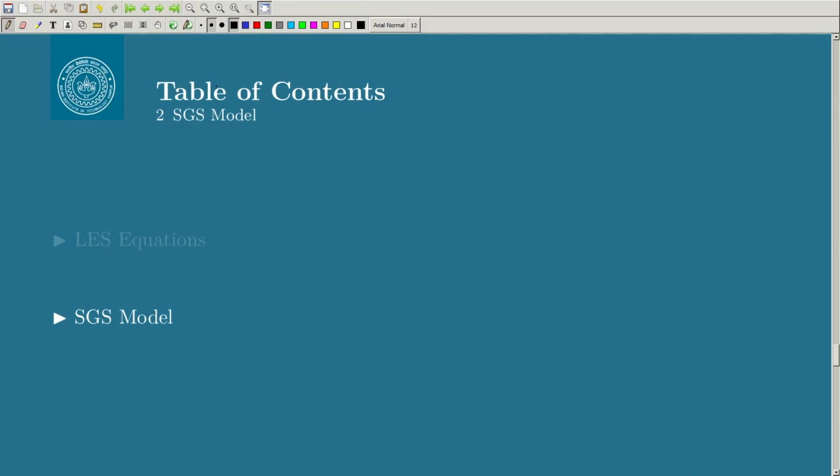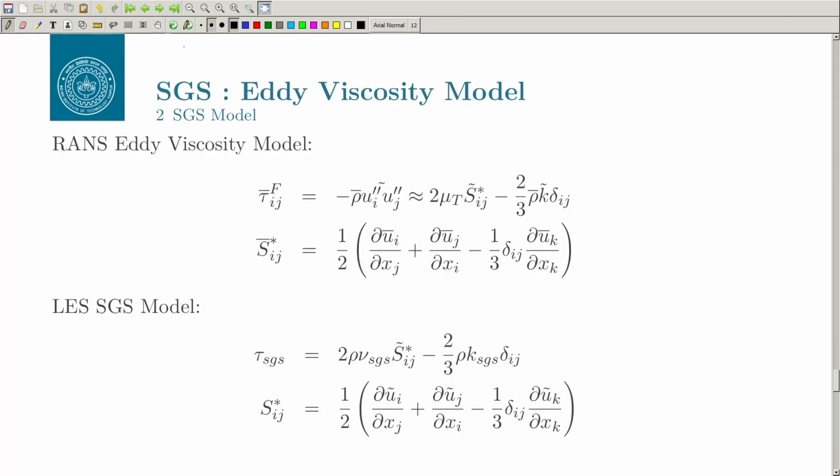Okay. Now, let us go to the SGS model. So, we have this subgrid stress tau ij SGS. How do you find this value? So, you need to have a model. This is an unclosed term and you need to have a model. So, let us go to the SGS model.